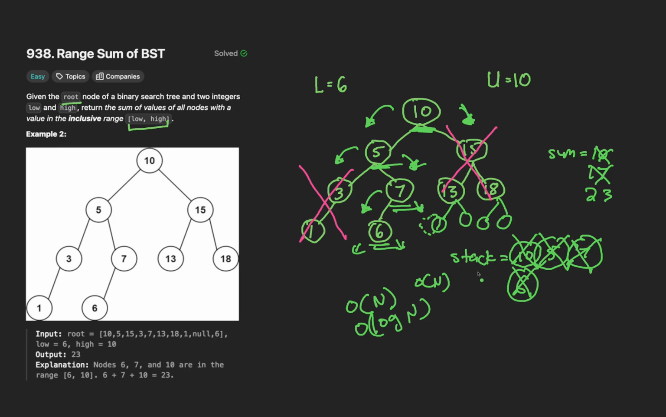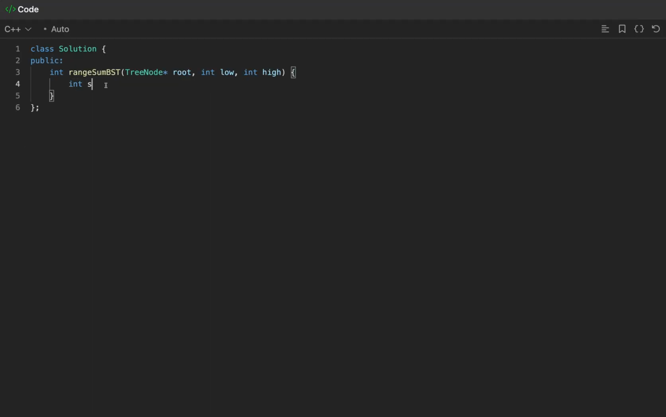Okay, awesome. Let's get into the code. So what's the first order of business? We want to ready our variables. We're going to have a sum of 0 and a stack of our tree nodes, like so. To kick off our algorithm, we're going to push the root node and get into our while loop.